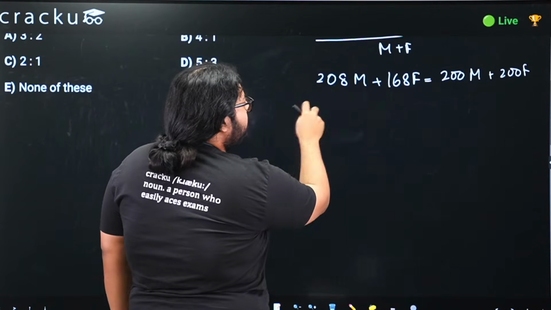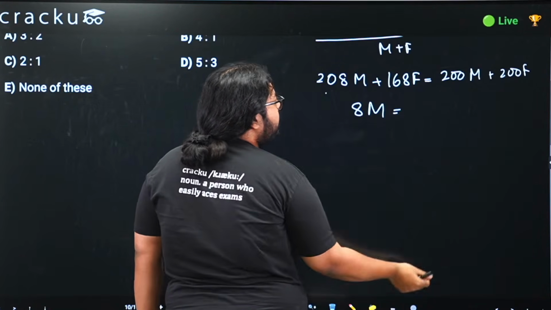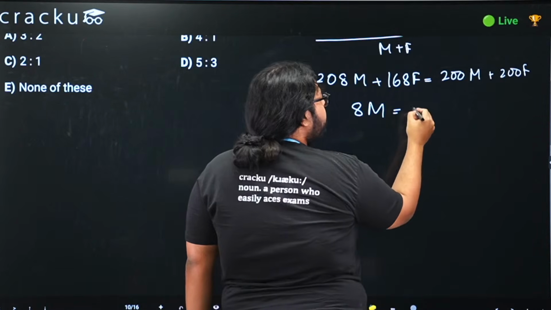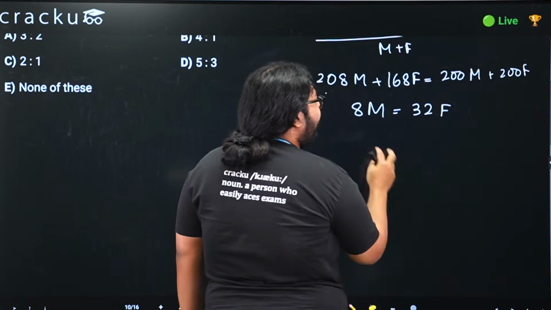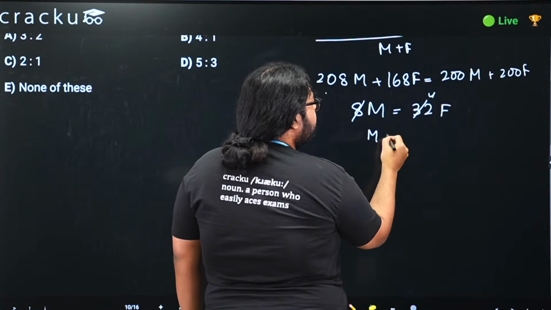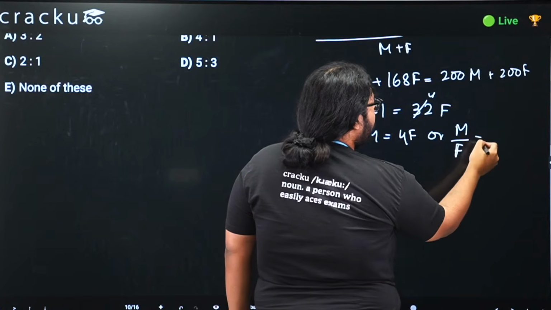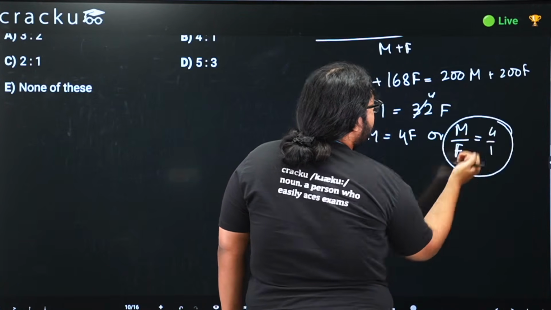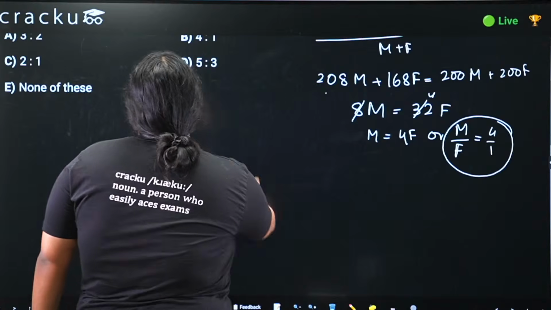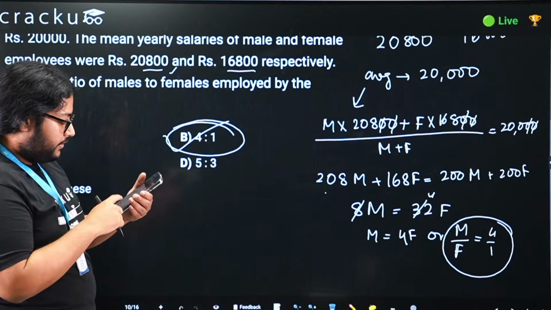Pretty easy now. 208 minus 200 should give me 8M. This is equal to 200 minus 168. 200 minus 170 is 30, so this should be 32F. Now 8 and 32 is what? 8 fours are 32, right? So M is equal to 4F, or M by F is equal to 4 by 1. Number of males to the number of females should be 4:1. So yes, all of you guys were correct. The correct answer is option B, which is 4:1.